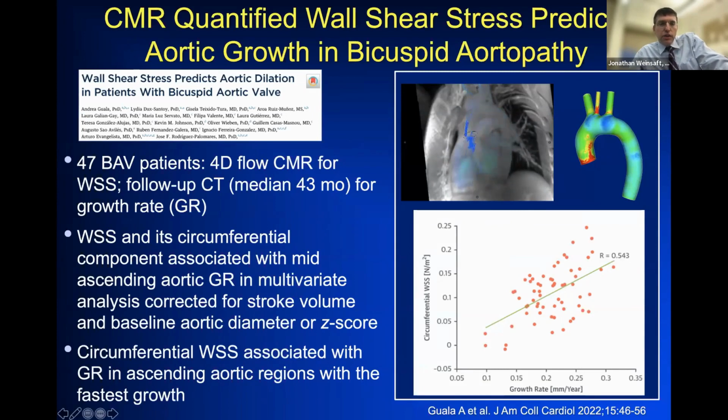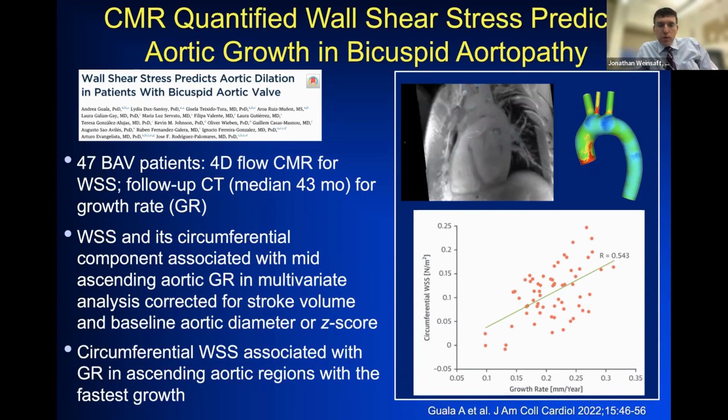In an initial study, again by Arturo Evangelista and collaborators, looking at four-dimensional flow CMR, this study looked at 47 patients with bicuspid aortic valve undergoing 4D flow at baseline, as well as follow-up CT for growth rate. Of interest and of pertinence, wall shear stress, as well as its circumferential component, was associated with increased ascending aortic growth rate.